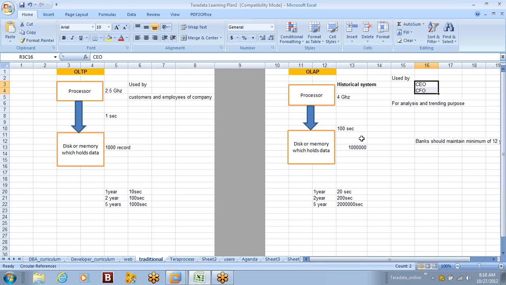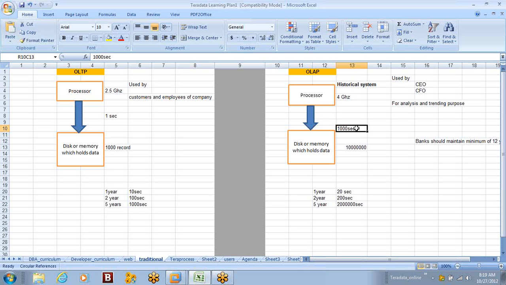Here they used to generate their analytic reports within 10 seconds or 1 second, but now after 3 months and 4 months, you are asking them to wait for 100 seconds for the same report they used to generate within 10 seconds. Even after 1 year, they have to wait for 1000 seconds. So is it possible to ask these executive users to wait 1000 seconds for a simple report which used to be generated in 10 seconds? Can we ask for it?